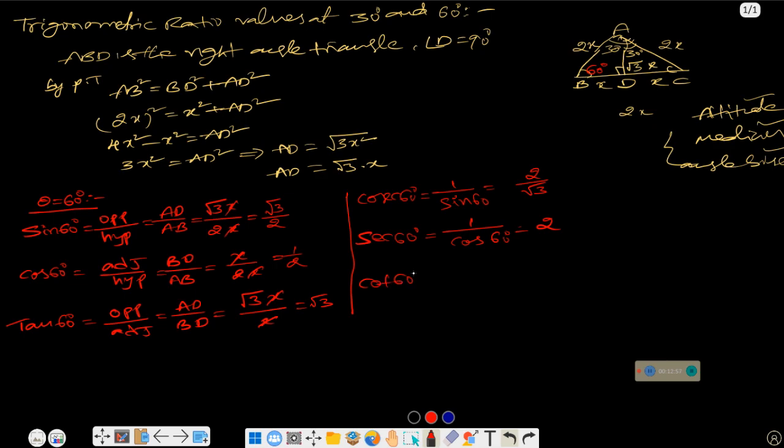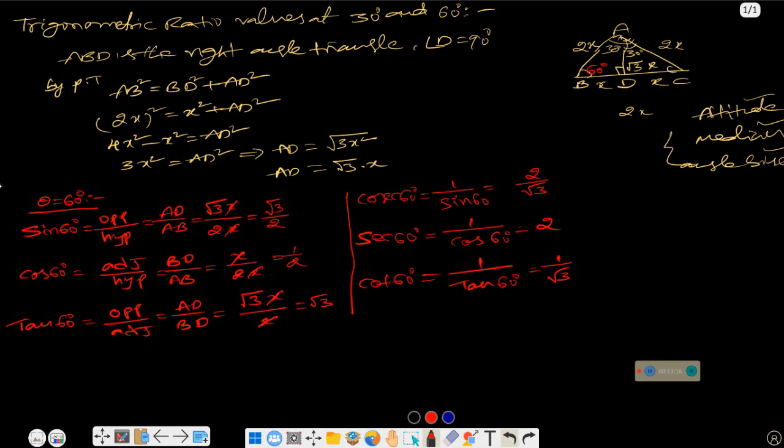Like that, cot 60 also. Cot is the reciprocal of tan. That means 1 by tan 60. What is the tan 60 value? Root 3. So root 3 reciprocal, 1 by root 3. That's it. So these are the values at 60 degrees.